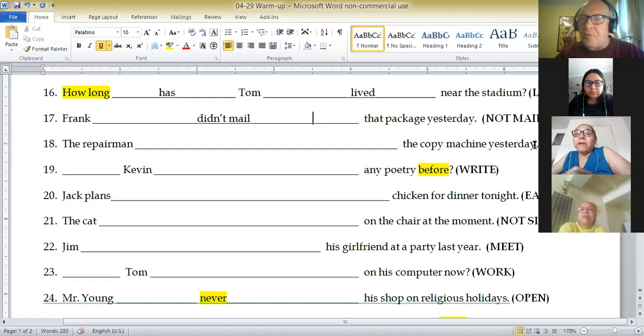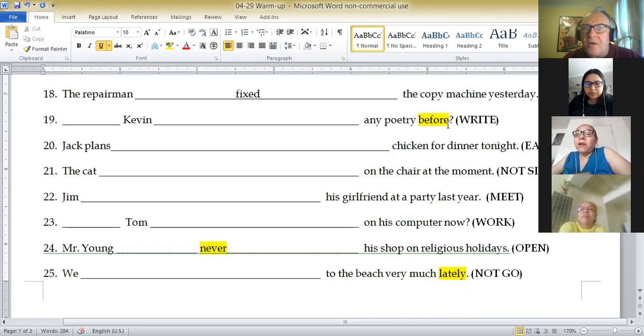All right, now this one is also yesterday, but it's affirmative. How do we make past tense affirmative? Past tense. Regular, exactly, very good. Regular verb, we just use ed, right? The repairman fixed the copy machine yesterday.